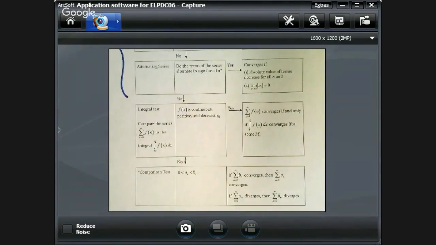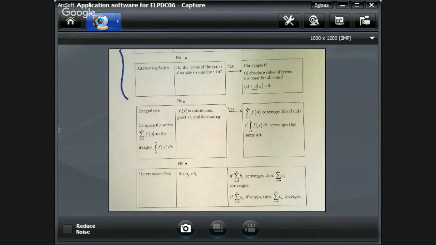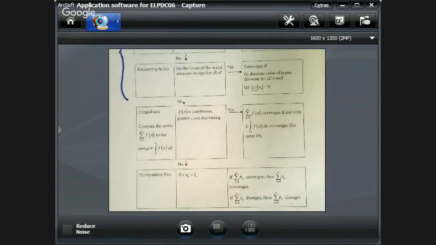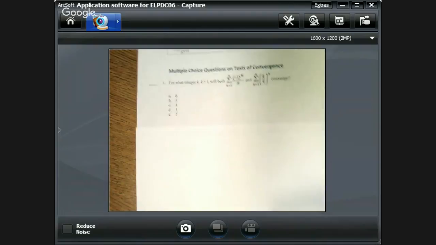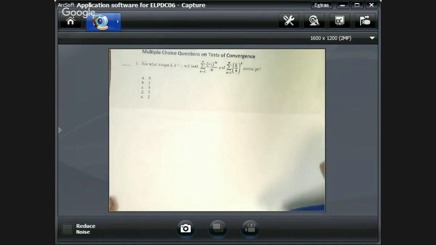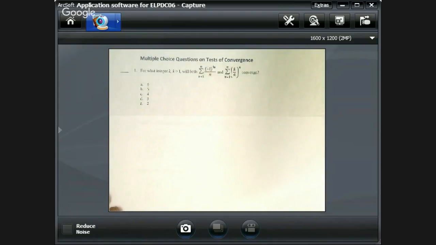So looking at some multiple choice questions. I'm trying to make sure I have the right page now. Oh, here it is. And something to write on. Let's talk about this first question.